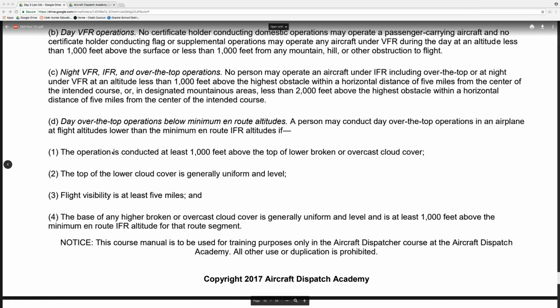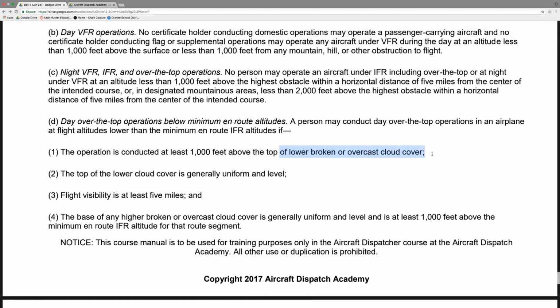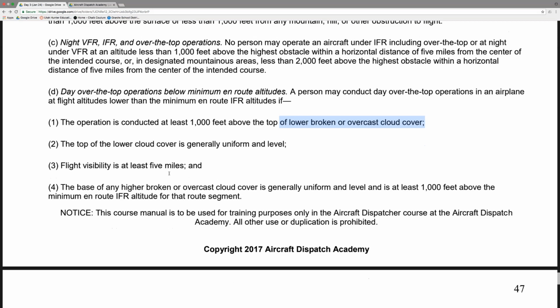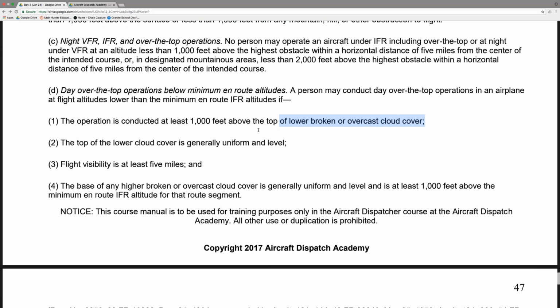So basically what it's saying is we can't operate, so we have to conduct operations at least 1,000 feet below the lowest layer of the lowest ceiling, right? Because we're talking the lower broken or overcast cloud. So that means ceiling. So why do you think it's important that we don't operate 1,000 feet below clouds?